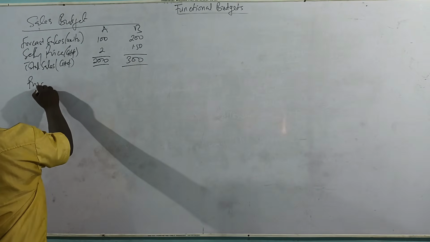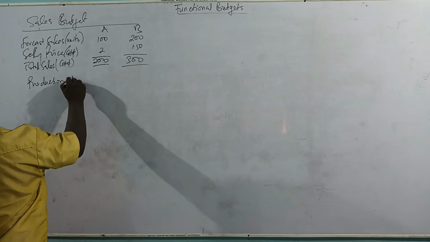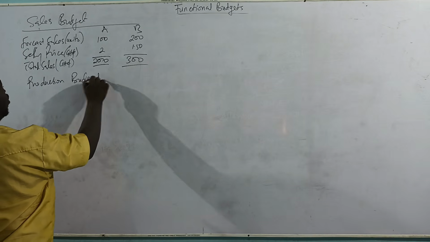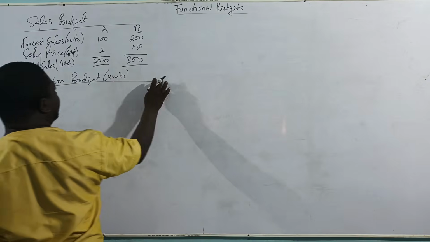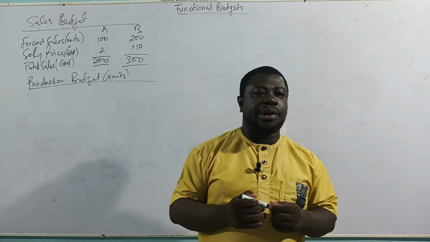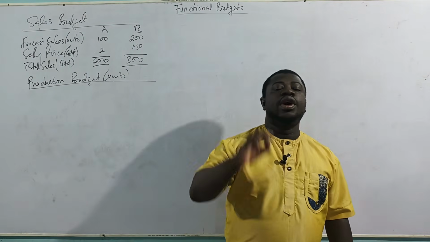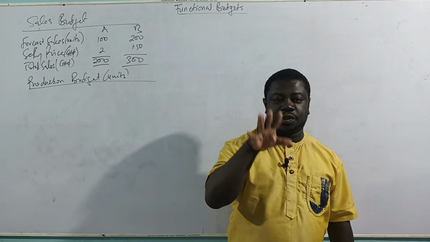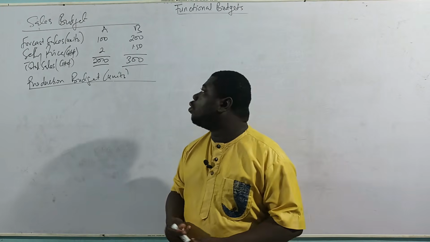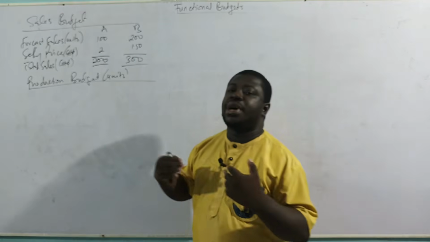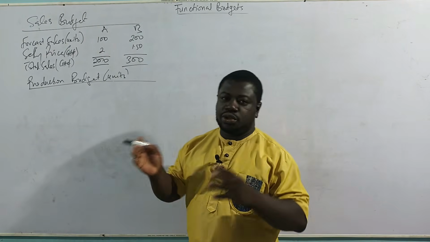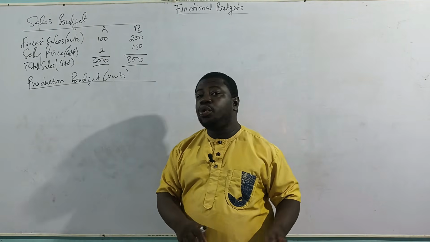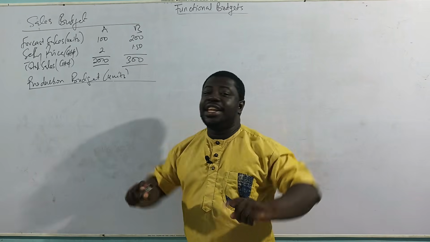Production budget. Now, what is the purpose of the production budget? The production budget is in units, like I said. What is the purpose of preparing it? We want to know the quantity of goods to produce for that particular coming period. Before you can determine how much to produce, you need to know how much you want to sell. And when you know how much to sell, it is not prudent to produce exactly what you are selling.